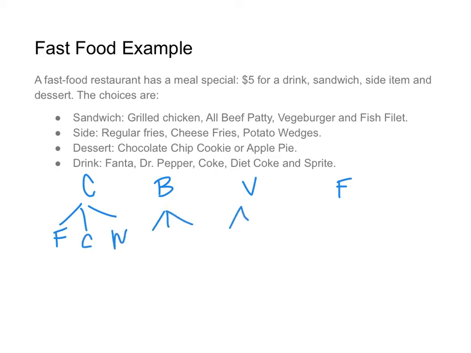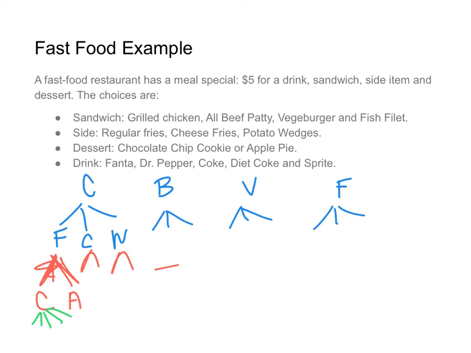And that would be the same for all of those. And then for each one of those you would have your desserts. There's only 2. You'd have a chocolate chip cookie or an apple pie, and that would be the same for those, and so on. And then off of that, you would have your drink, which we have 5 options. And so that can get very complicated, and then you could write your sample spaces. But that would be a lot.